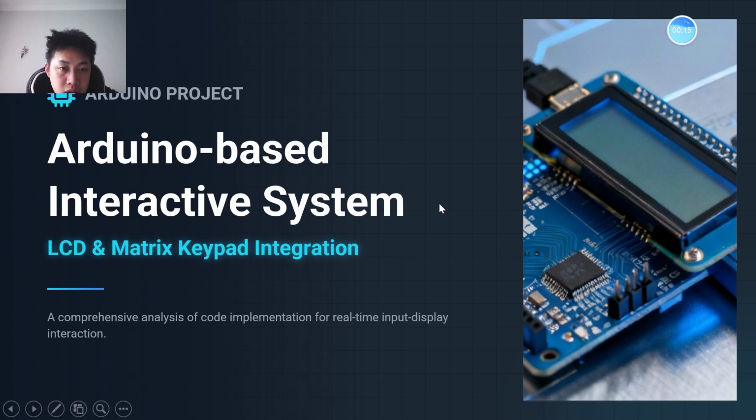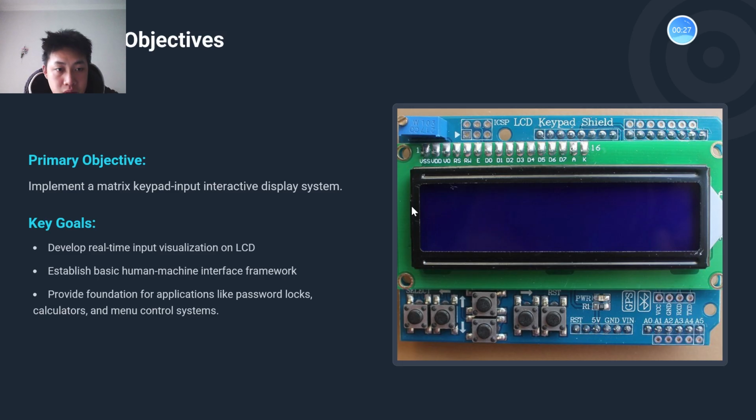So the topic of this research is an Arduino-based interactive system. It's about LCD and matrix keypad integration. Firstly, the objective of this research: the primary objective is to implement a matrix keypad input interactive display system.